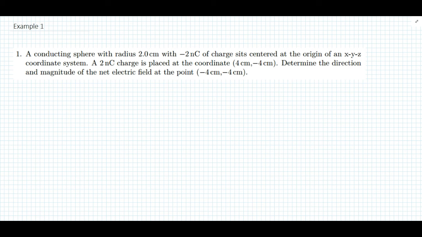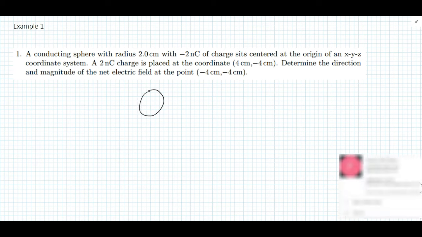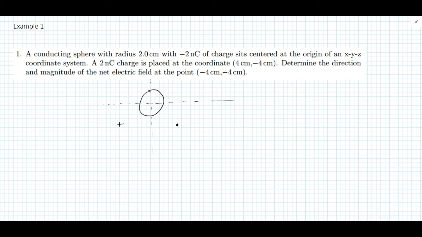some point. So the first thing that I'm going to do is just get a picture drawn that illustrates where the charge, the sphere, and the place that I'm trying to calculate the field are all at with respect to each other. So I've got a spherical conductor here. I'm told that that's at the origin. So let me just sort of draw an x-axis and a y-axis. I've got another charge that is sitting at the point plus 4 centimeters, minus 4 centimeters. So that would be somewhere down around here, and then I'm looking for the field at a point negative 4 centimeters, negative 4 centimeters. So that would be somewhere over here.